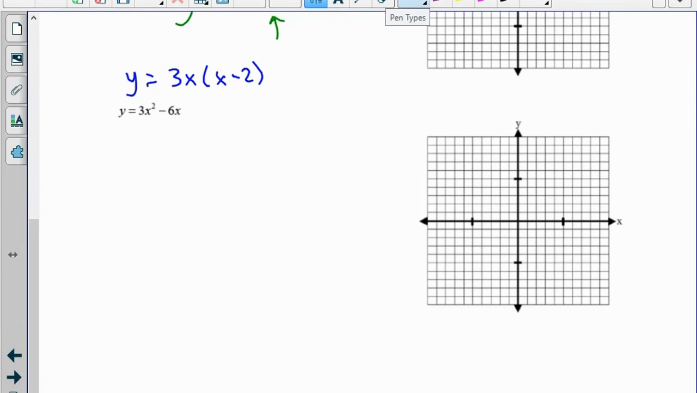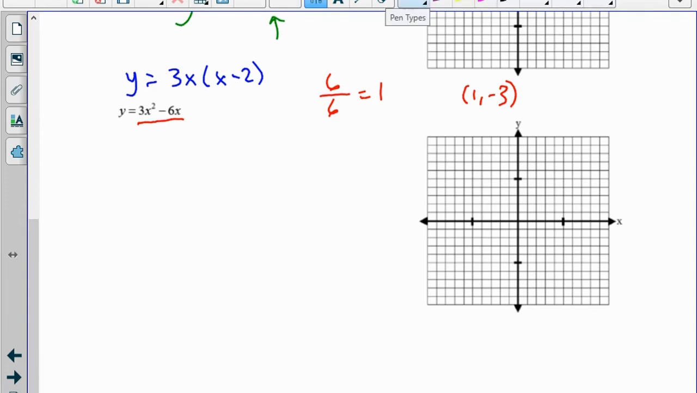I can confirm that using -b over 2a. So if I take 6 over 2 times 3, I get an x value of the vertex of 1, which is exactly what I thought. So I have that, and I substitute it back into the original equation. I get a vertex at 1, -3. That should be something that I get confirmed when I'm done with this problem.